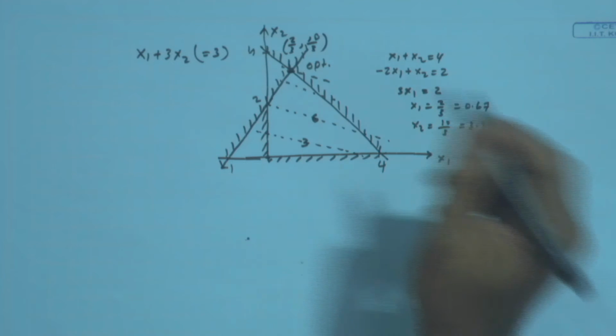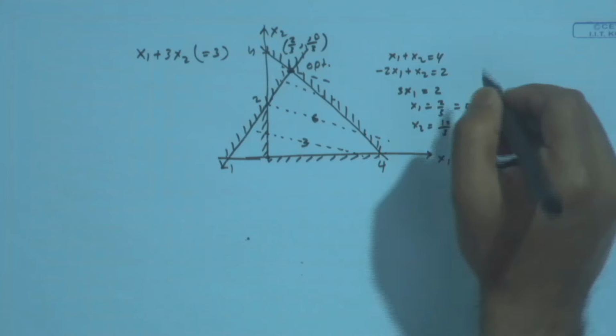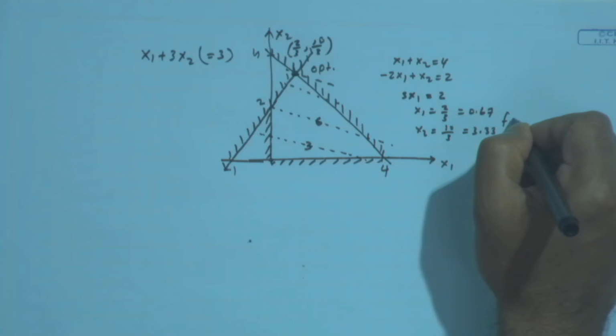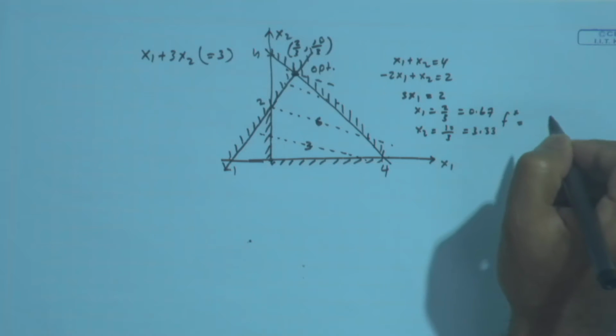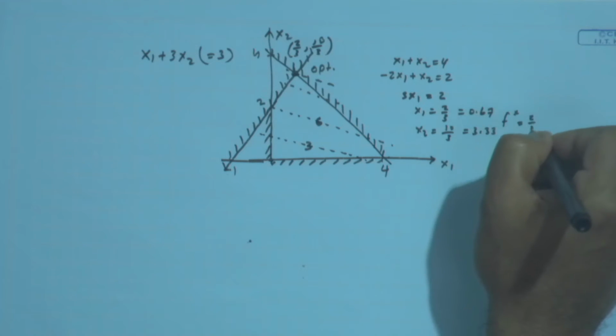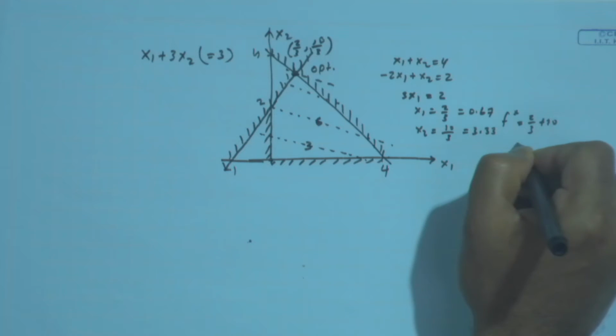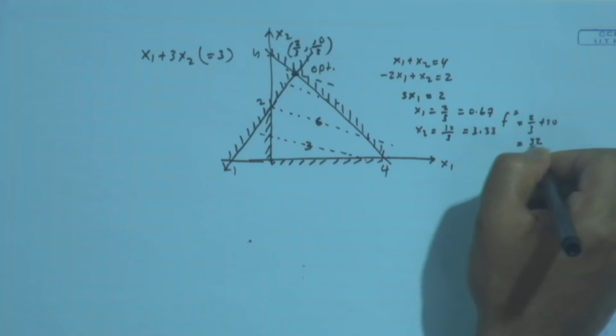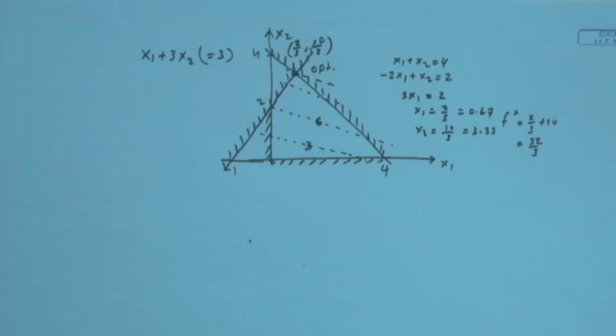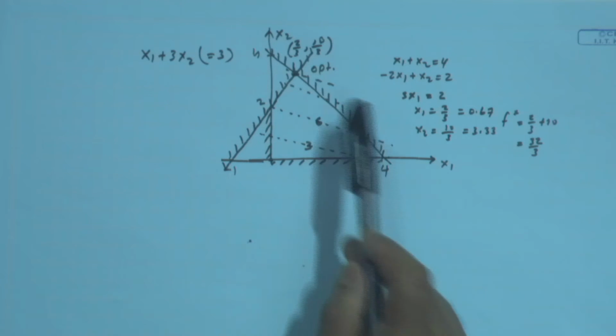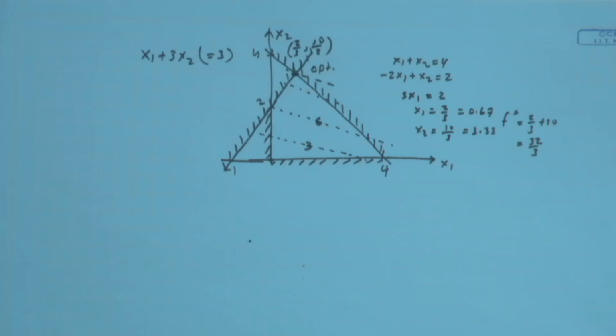You can also compute the function value at that point. The function value will be x1 plus 3x2, so 2 by 3 plus 10, which is 32 by 3. So this is the solution graphically. But now let's see whether we can get that point by the simplex method.